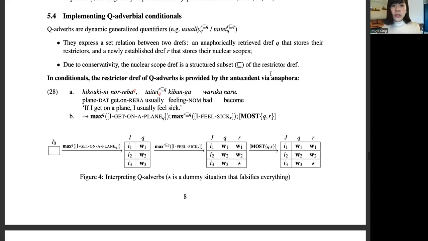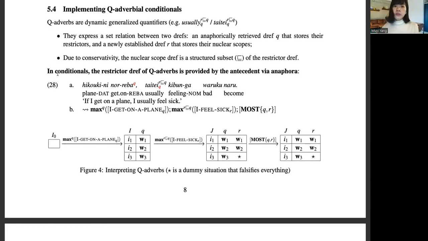Now, what does this mean in conditionals? In conditionals, the restrictor deriv of Q adverbs is provided by the antecedent via anaphora. So if we look at, again, the sentence, if I get on a plane, I usually feel sick. Here, we have said that Leba introduces a new deriv to store the antecedent situations.